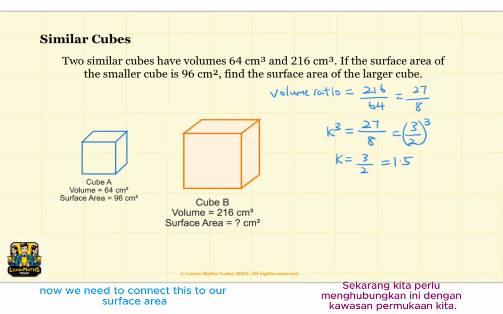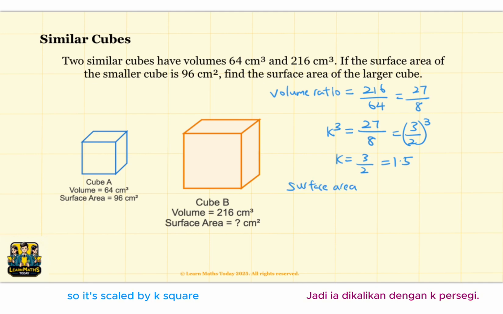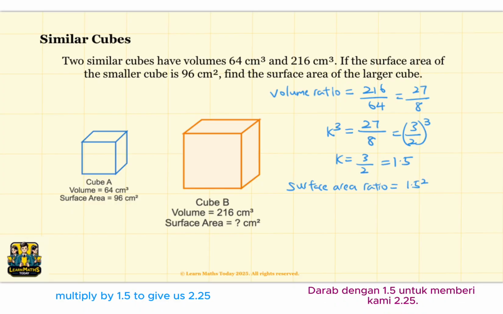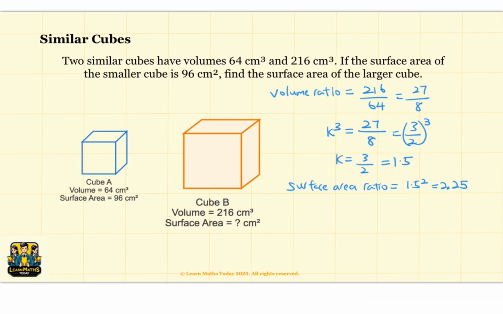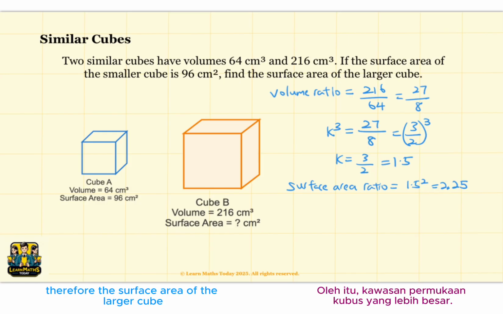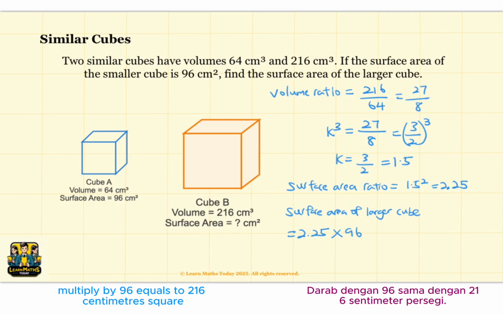Now we need to connect this to our surface area. Remember that surface area is a 2D measurement, so it scales by k squared. The surface area ratio is equal to k squared, which is 1.5 multiplied by 1.5 to give us 2.25. This means that the larger cube has 2.25 times the surface area of the smaller cube. Therefore, the surface area of the larger cube will be equal to 2.25 multiplied by 96, which equals 216 centimeters squared.